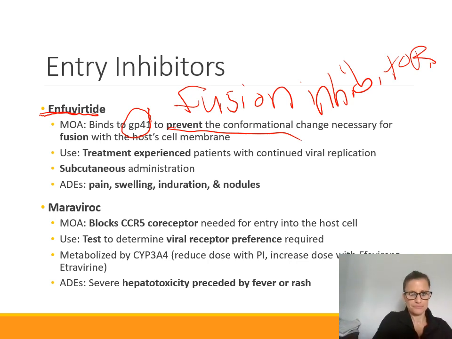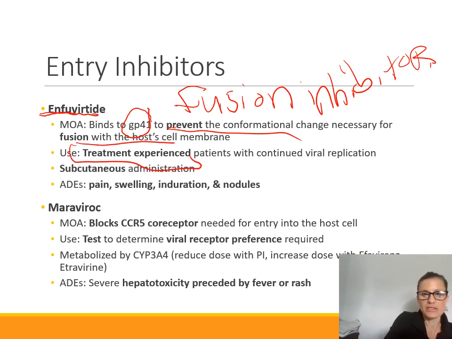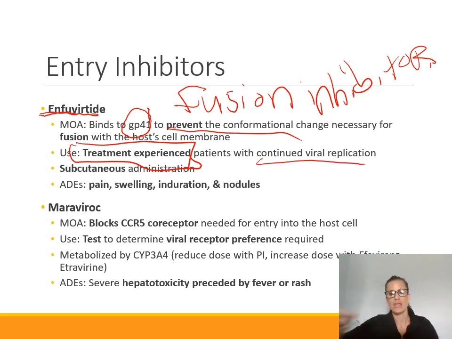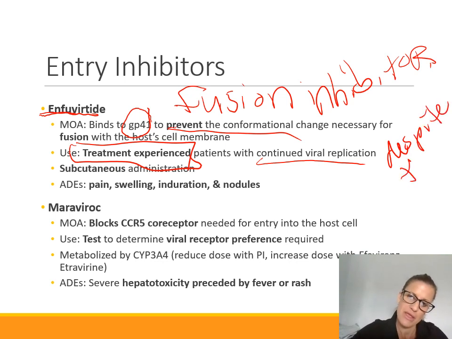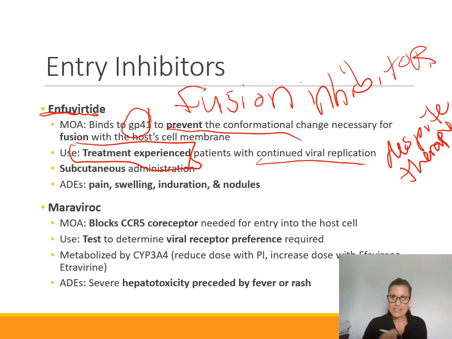Enfuvirtide is used for treatment-experienced patients who have continued viral replication despite therapy. So when you have somebody on an adequate HIV regimen or an antiretroviral regimen, and they still have continued viral replication, it's not working well enough, then you can add this entry inhibitor on.